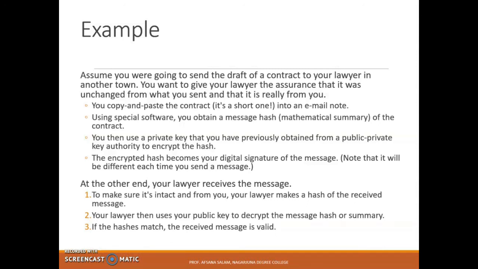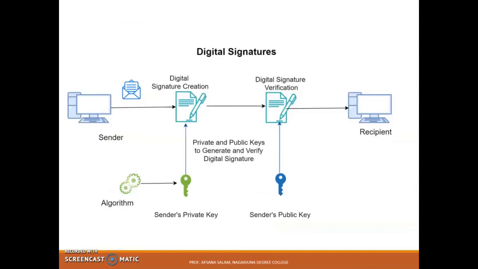Here is the note. At the other end, your lawyer receives the message, makes sure it is intact from you, and your lawyer makes the hash of your received message. So when you are sending, in digital signature creation, the algorithm will use the private key. It can generate and verify the digital signature, and then it reaches the recipient. So you will have one private key, and your recipient will have another key to utilize that and turn it into plain text. Here we have the sender and the recipient.